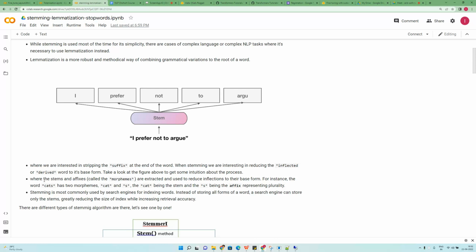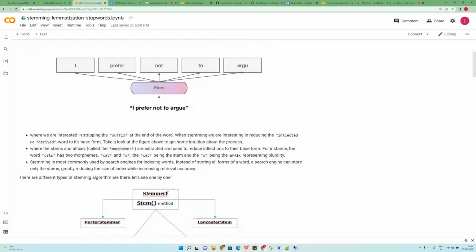Take a look at the figure where the stems and affixes, called morphemes, are extracted and used to reduce inflections to the base form. For instance, the word cats has two morphemes, cat and s, the cat being the stem and s being the affix. So what we basically do is remove that affix and only keep the stem. Stemming is most commonly used by search engines for indexing words. Instead of storing all forms of words, a search engine can store only the stems, greatly reducing the size of the index while increasing the retrieval accuracy.